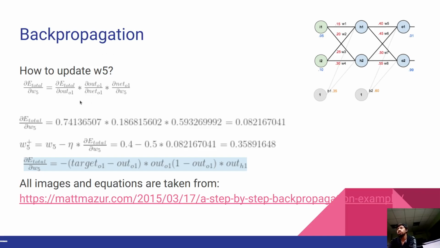So for W7 and W8 it will be d of E total by d of out O2, into d out O2 by d net O2, then d net O2 by d W7, because 7 is going to O2 and 8 also is going to O2. So in this case it will be O2 in the case of 7 and 8, and in the case of 6 everything will be the same, instead here it will be W6, because W5 and W6 both are going to O1. So this is how we update the weights here.